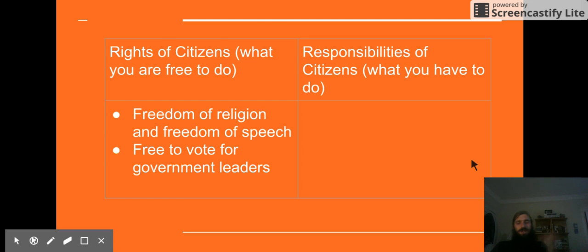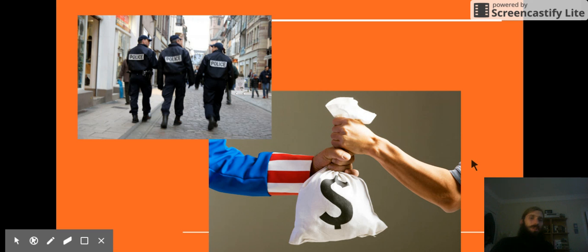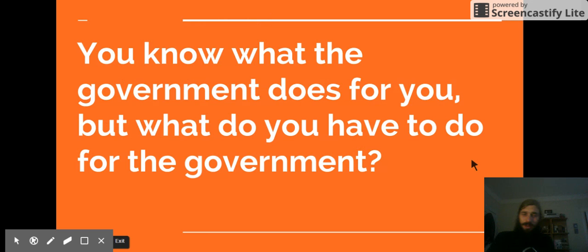Now, we already talked about one thing. In order to get these services and protections, you have to pay taxes, fees, and fines to the government. So you give part of your money to the government. But there are also other things. You know what the government does for you, which is protect your rights. But what do you have to do for the government?